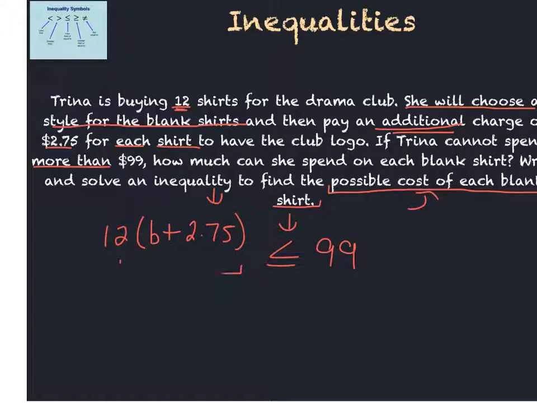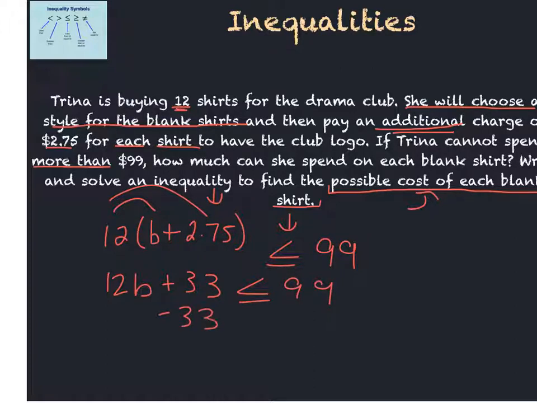Once you get it into this form, you just solve it the way that we did the last two problems. You first use the distributive property, right? So that would be 12b plus, and then 12 times 2.75 would be 33, and that's less than or equal to 99. Then you subtract 33 on both sides, and you get 12b.